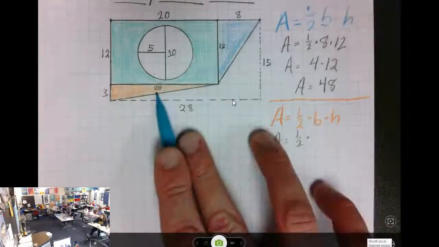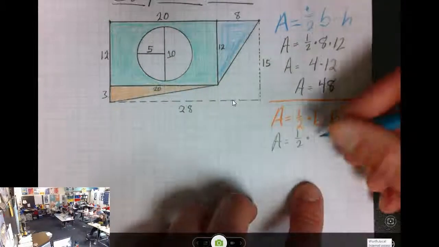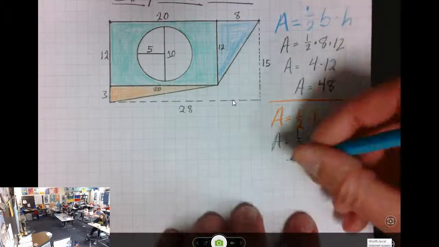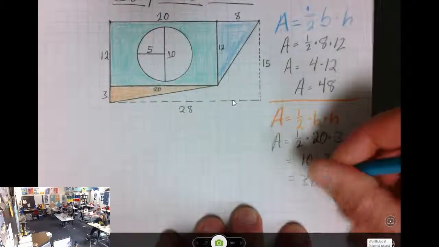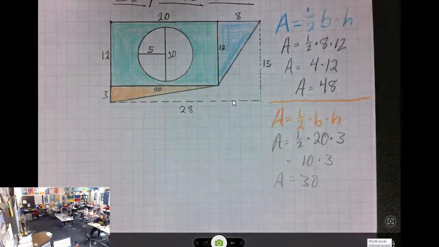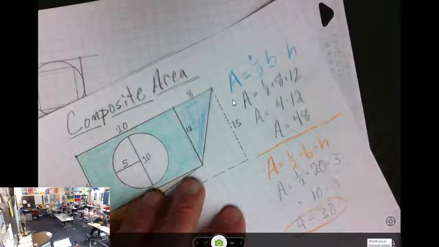Now, which of these numbers would be easier to take the half of? The 20. So I'm going to put that one as my base, quote unquote. So then this becomes 10 times 3, and that triangle area becomes 30. Now that's great. However, I've left the hardest task.